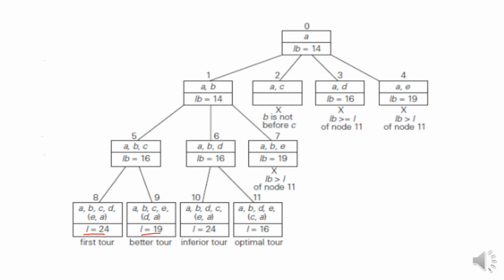And if we expand node 6, that is after visiting the nodes A, B, D, we can go to C and ending up at E, returning back to the city A, we get length of the tour as 24, and A, B, D, E followed by the last node that is C and visiting A gives us a length of 16. Among all these, the best one is 16, which is having the least cost. So this is our optimal tour.